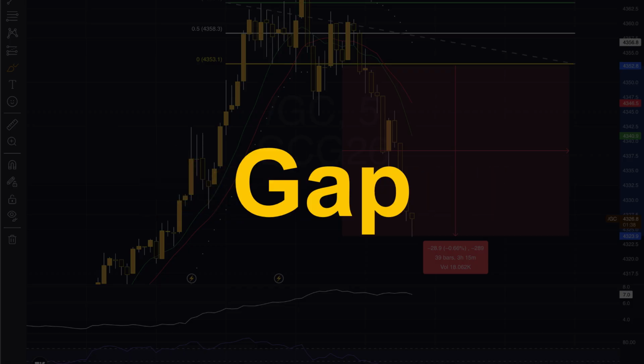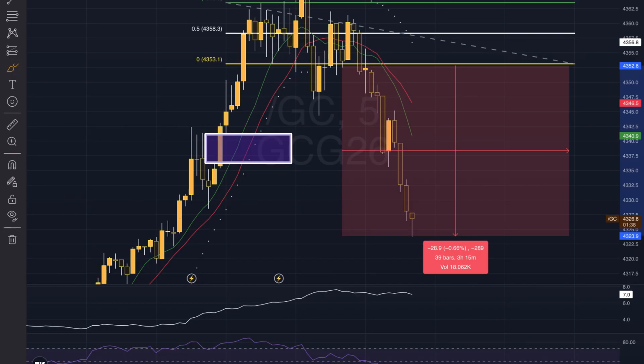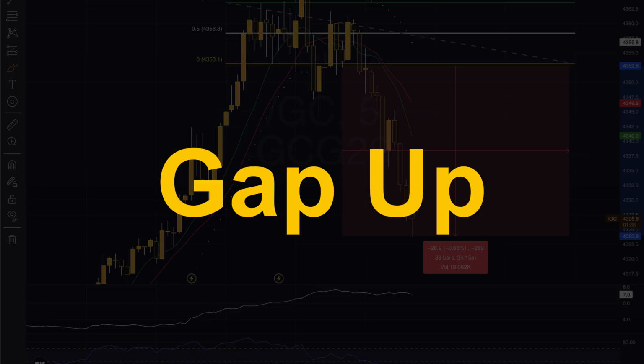Gap. This happens when the price jumps from one level to another without trading in between. It usually happens when the market opens way higher or lower than it closed. Gap up. This is when the market moves at a price way higher than where it closed the day before.